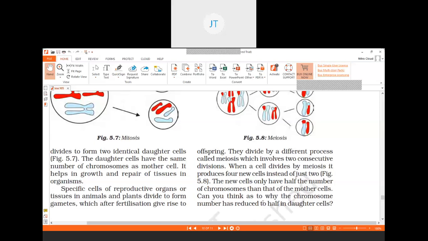Can you think as to why the chromosome number has reduced to half in daughter cells? What I told you, you understand?